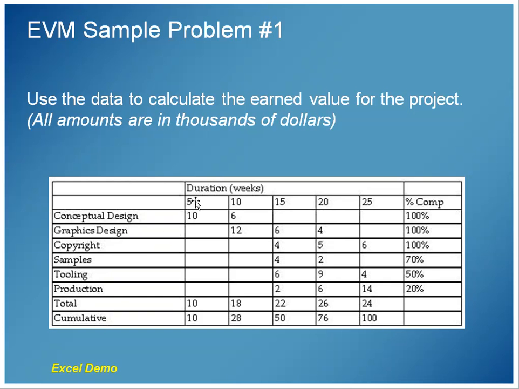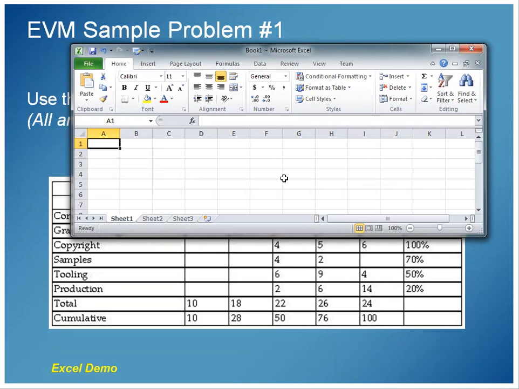And then we have our week 5, week 10, week 15, week 20, week 25. And then in thousands of dollars, $10,000, $6,000, $12,000 are there in the middle, and our percent complete. So let's do this. Let's do a quick little Excel demo here. Let's see if we can pull up Excel, so I can see my screen space better.